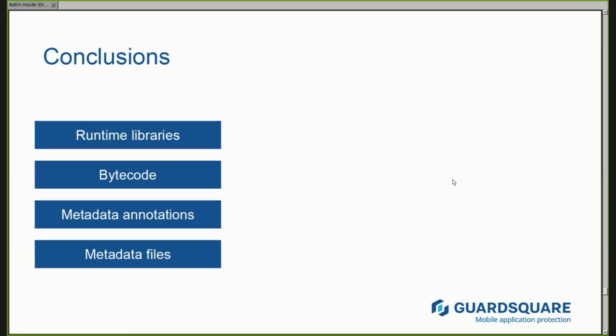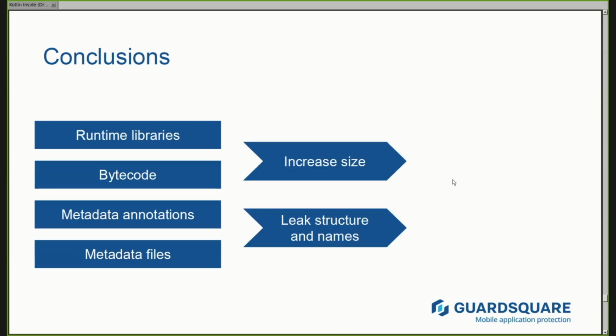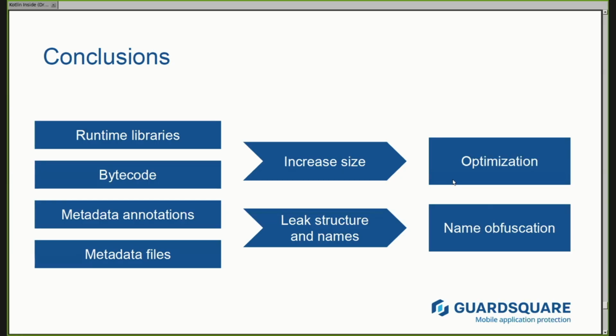So in conclusion, I've talked about Kotlin's runtime libraries, the bytecode that it generates, the metadata that it generates inside the bytecode and alongside the compiled files. Of course, that increases the size of your applications, and it also leaks some naming information about the application. But you can mitigate that by optimizing your application and applying name obfuscation.